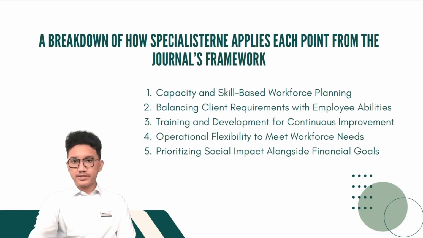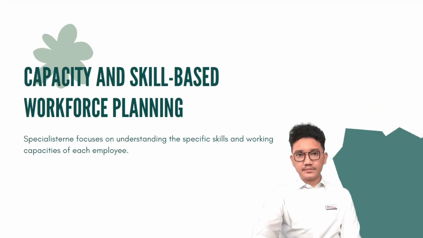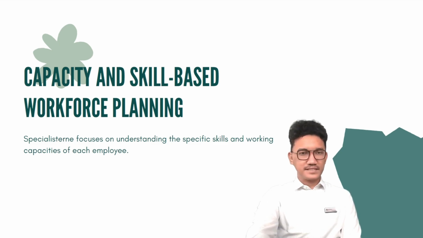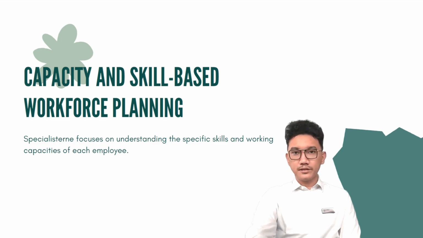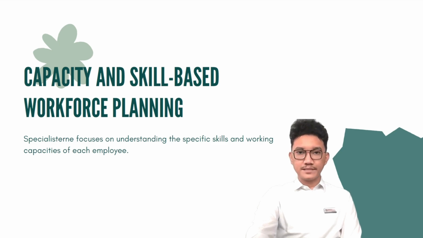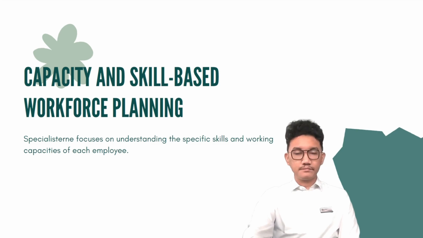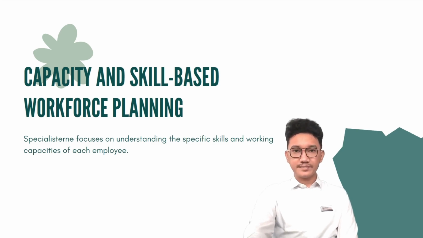Here's a breakdown of how Specialisterne applies each point from the journal's framework. 1. Capacity and skill-based workforce planning. Specialisterne focuses on understanding the specific skills and working capacities of each employee. The company assesses individual abilities and adapts tasks to match the strengths of each worker. Similar to the framework proposed in the journal, Specialisterne recognizes the unique skill sets of neurodiverse employees, assigning them to roles that leverage their detail-oriented capabilities, such as software testing and data analysis.